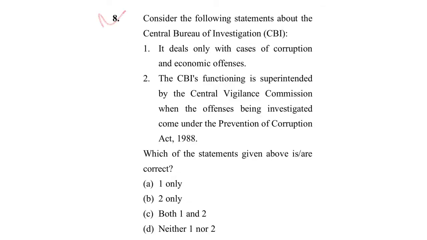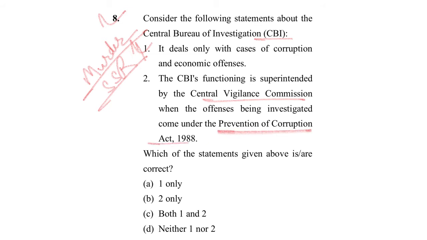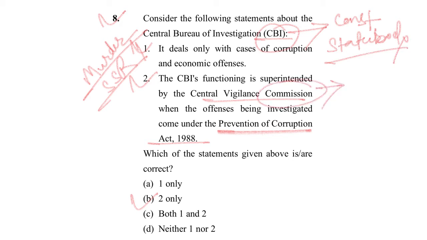Question number 8. Consider the following statements about the Central Bureau of Investigation, CBI. 1. It deals only with the cases of corruption and economic offences. No. Recently we have seen CBI dealing with murder cases, in case of Sushant Singh Rajput. 2. The CBI's functioning is superintended by the Central Vigilance Commission when the offences being investigated come under the Prevention of Corruption Act 1988. Yes, this statement is correct and the answer will be 2 only, B. Do remember, CBI is neither a constitutional body nor a statutory body. And CVC has been given statutory status in 2003.